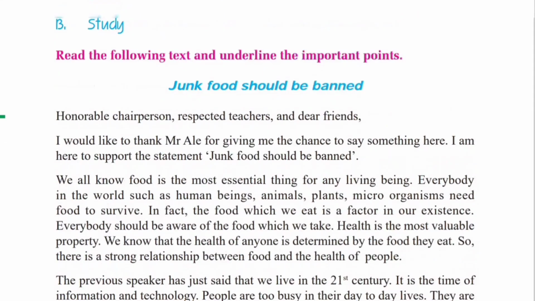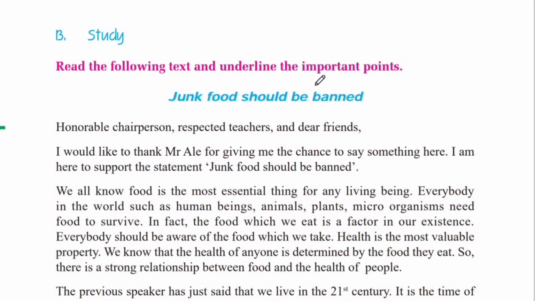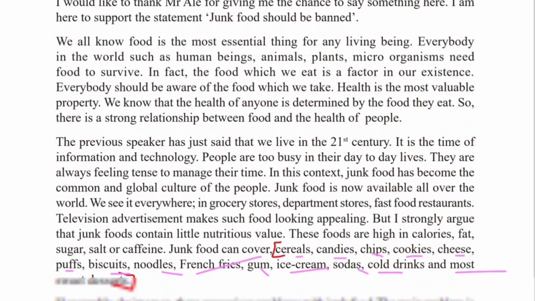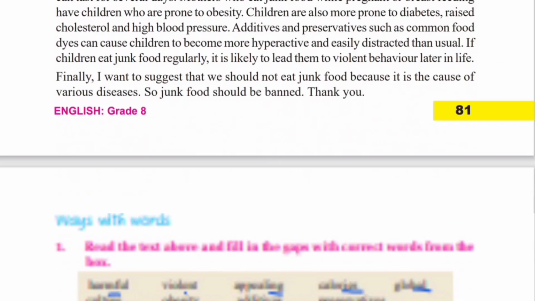Well, read the following text and underline the important points. However, I'm going to underline those important points at the end of the lesson. So, junk food should be banned. The topic of your lesson says junk foods are unhealthy. These foods should be banned, should be prohibited from eating. We will discuss during the activities.